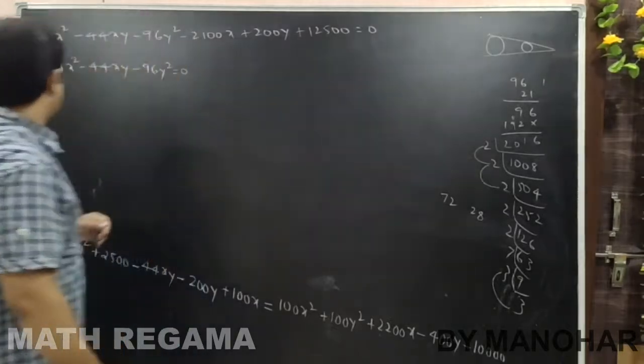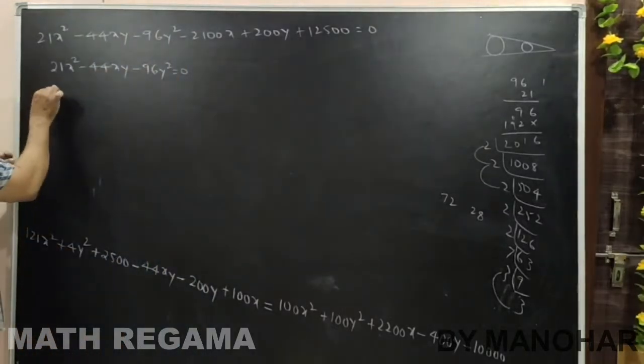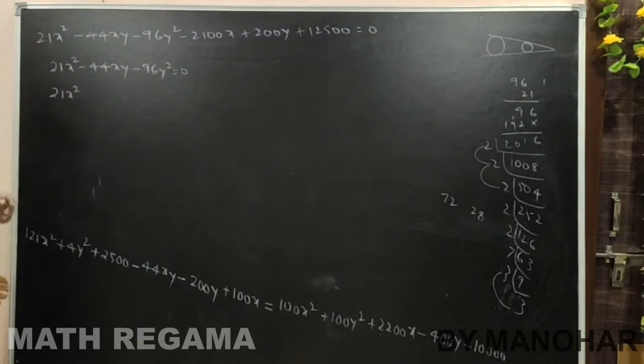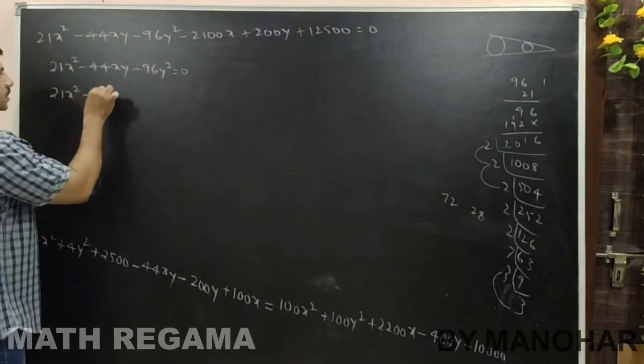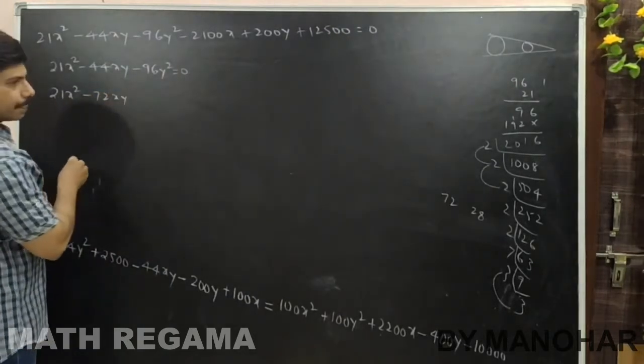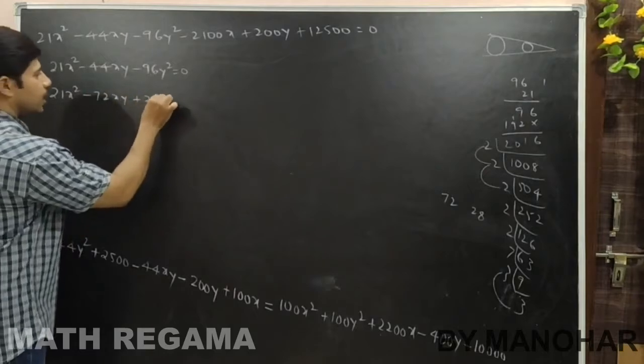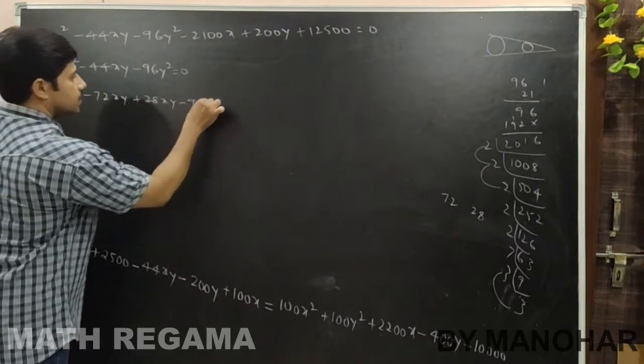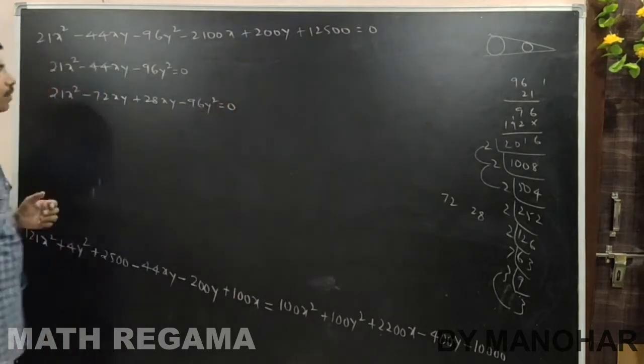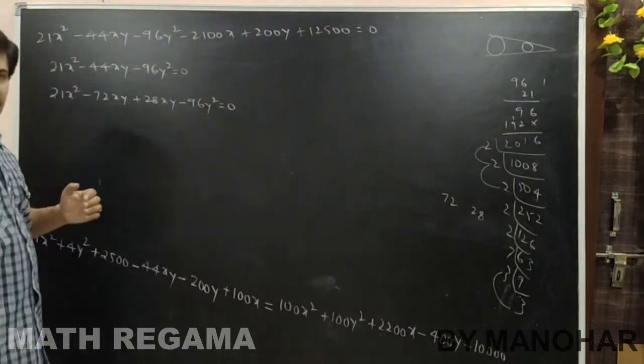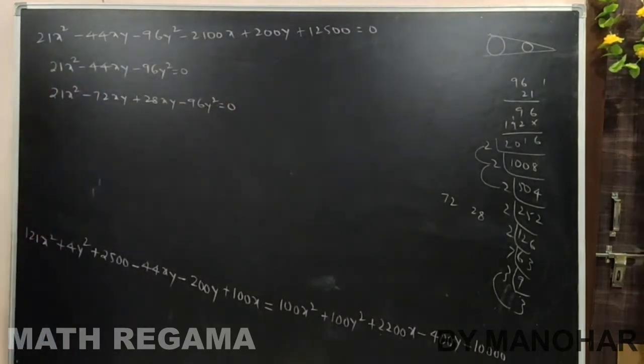So now what I do is I will write this 21x square, then minus 72xy plus 28xy minus 96y square is equal to 0. Okay. After this, what do we do? We have to take common. So what can we take common in 21x square and 72xy?